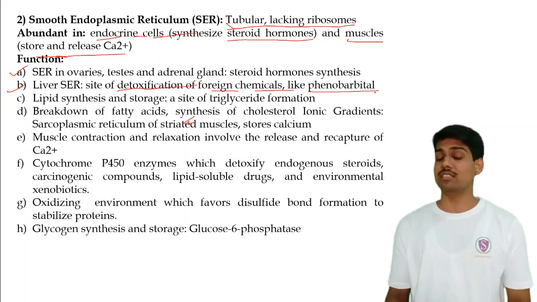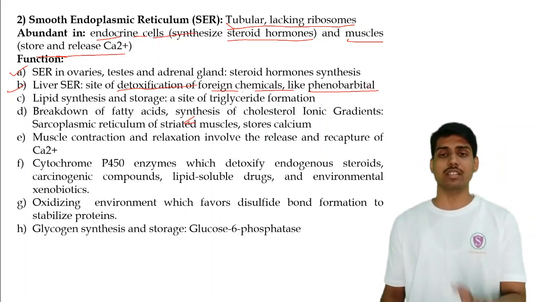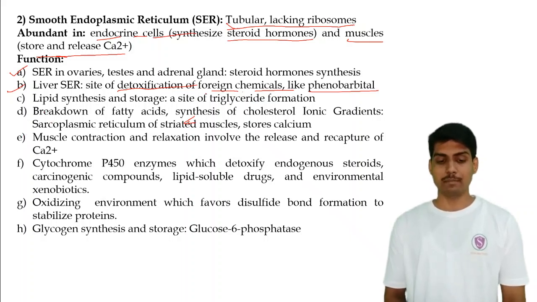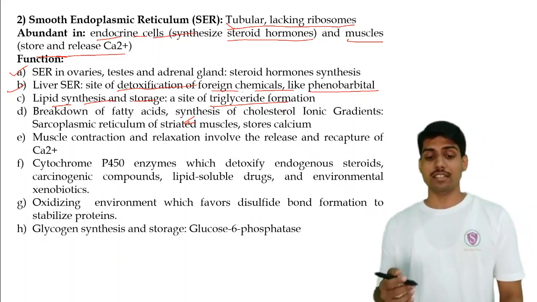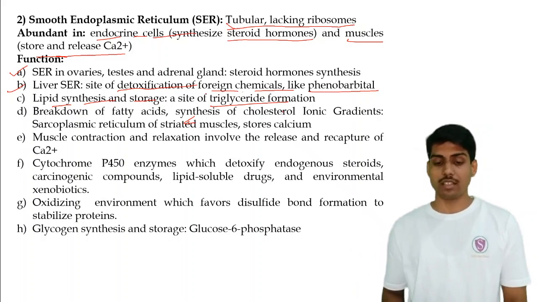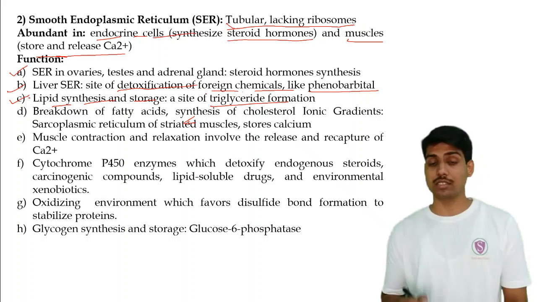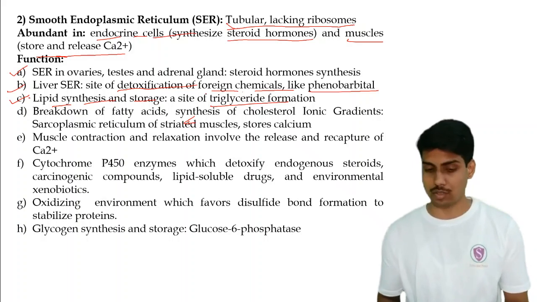And what does it do? It detoxifies foreign chemicals like phenobarbital or any other harmful chemicals which come inside. That is also a function of the smooth endoplasmic reticulum. Next is lipid synthesis and storage. It is also the site of triglyceride formation. As we have said, it is present in larger numbers where triglycerides and fatty acids are required, because the smooth endoplasmic reticulum is also a site of lipid synthesis and storage.